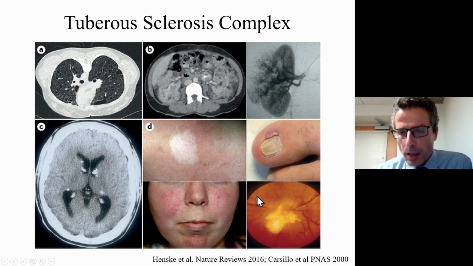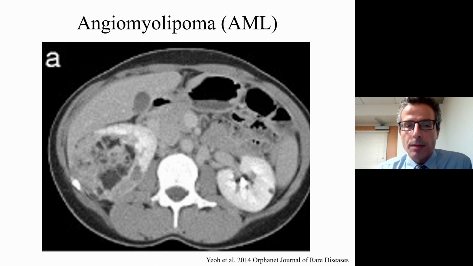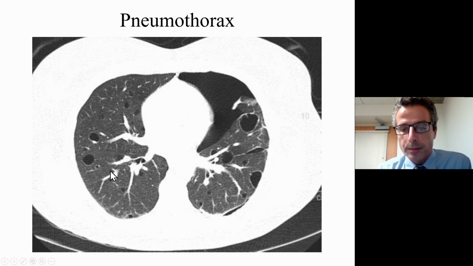Whether LAM occurs in conjunction with the tuberous sclerosis complex or as a sporadic LAM, the manifestations are, give or take, about the same. And this is a close-up of the angiomyolipoma that you can see both in sporadic or in tuberous sclerosis LAM.